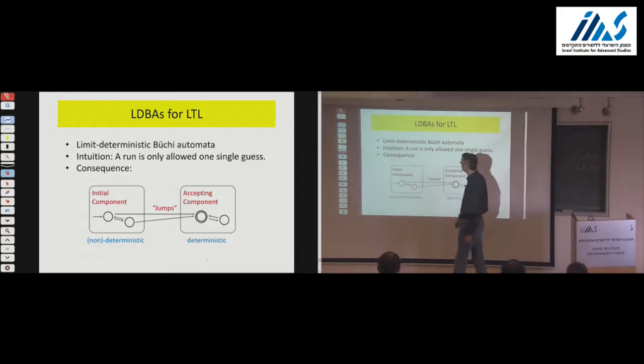Okay, and the reason is that you replace the Rabin condition by the Büchi condition, which has some advantages when applying the model checking algorithms. So what is a limit deterministic Büchi automaton?